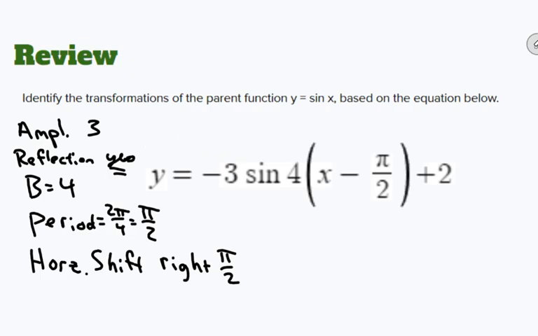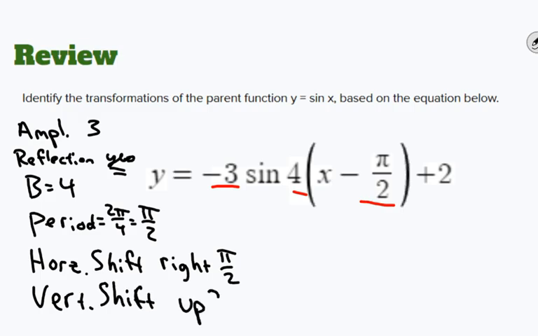Just a little bit about how we write it. We just use the negative 3 to do our amplitude and reflection. We use 4 to come up with our new period. We use the minus pi over 2 to get my right pi over 2. And then my vertical shift is going to be based on that plus 2, so it's going up 2.